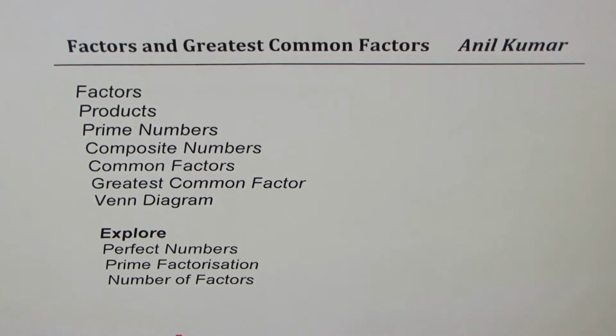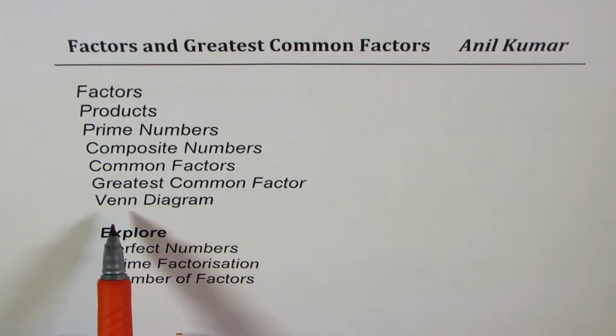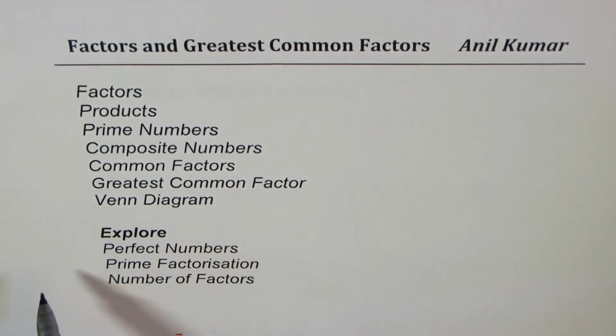I'm going to touch upon these topics: factors, products, prime numbers, composite numbers, common factors, greatest common factor, and then we'll make a Venn diagram.